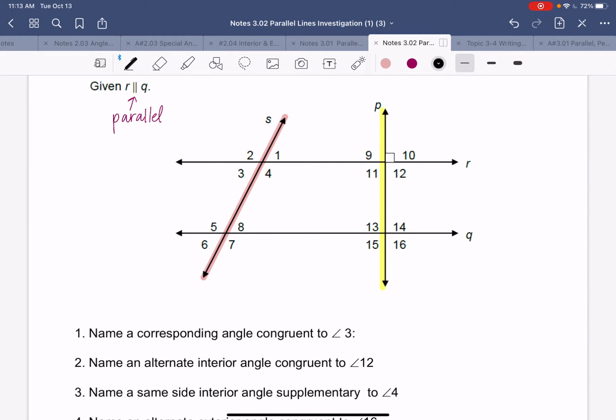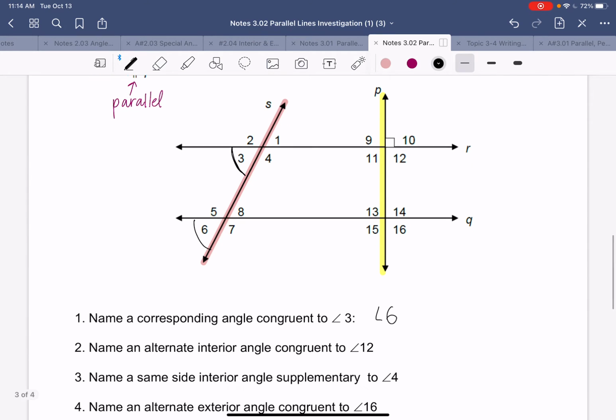On number 1, it says name a corresponding angle congruent to angle 3. If I'm looking at angle 3, I need to make sure I'm not jumping to my yellow highlighted transversal, because I have to stay on the transversal that's creating the same angles with each of these parallel lines. So if angle 3 is on transversal S, the angle that is corresponding to angle 3 is also on transversal S. So the angle that's corresponding with angle 3 is actually angle 6.